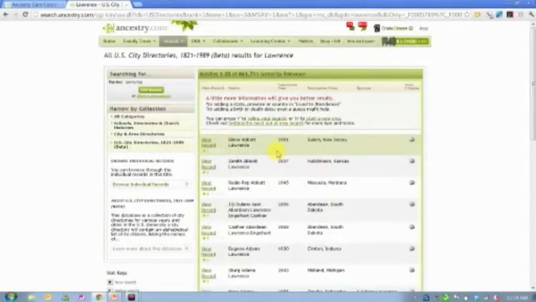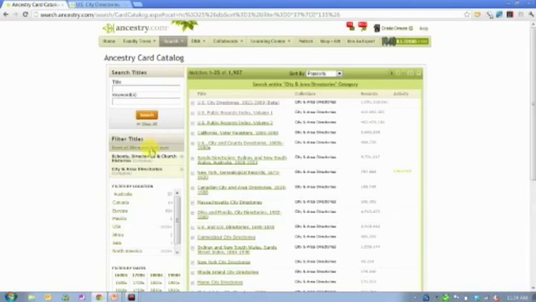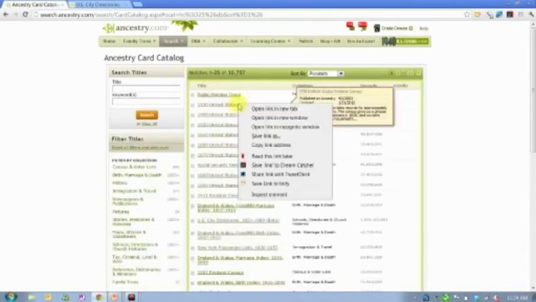Once you decide, you know what, they were living here in 1901, well, then you know an exact location where they were living down to the address, and you can search the census that way. Now that becomes a little bit more of a browse experience, okay?